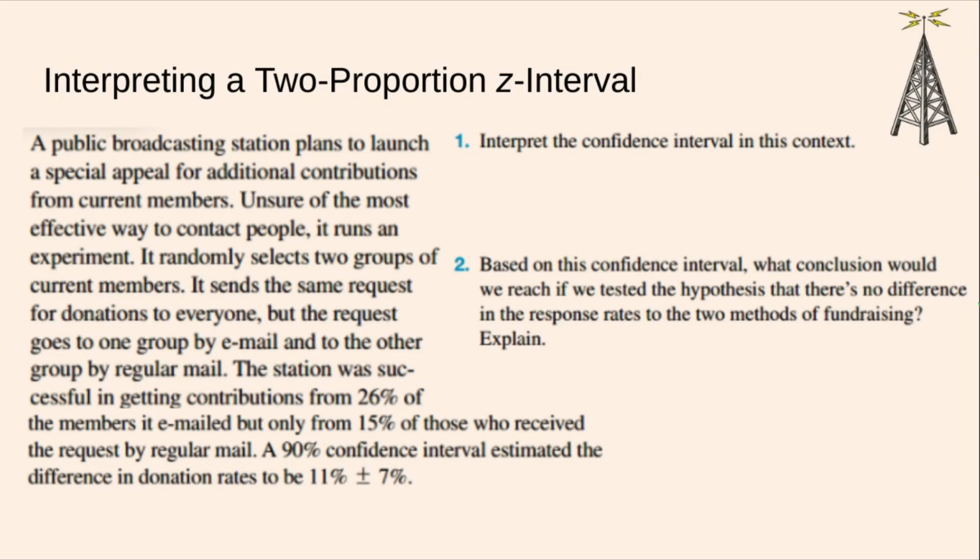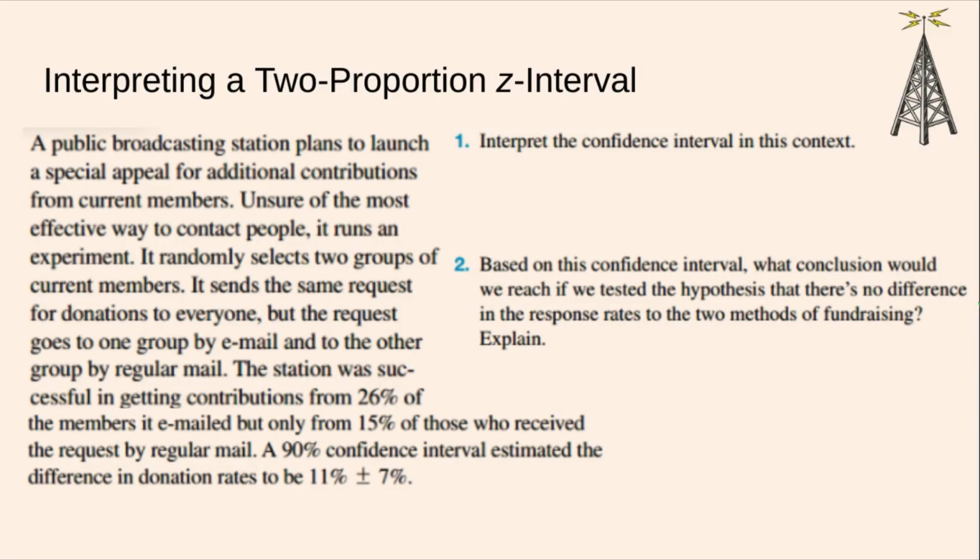A public broadcasting station plans to launch a special appeal for additional contributions from current members. Unsure of the most effective way to contact people, it runs an experiment. It randomly selects 2 groups of current members. It sends the same request for donations to everyone, but the request goes to one group by email and the other group by regular snail mail. The station was successful in getting contributions from 26% of its members by email, but only 15% of those who received the request by regular snail mail.